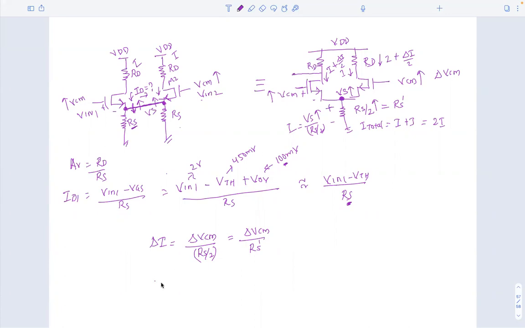So the change in V out is what? Change in V out 1 is nothing but RD into the change in current due to the common mode change. So that is RD into delta V common mode divided by Rs dash, and 2 will come here, because this is delta I by 2. Got it? So this becomes RD into delta change in common mode. Rs dash we can substitute, so it will cancel out. Finally, we get RS.